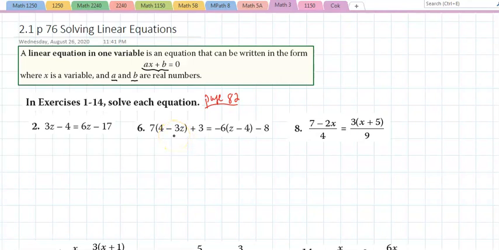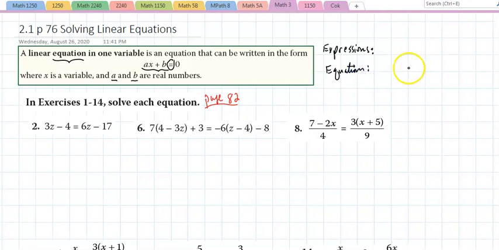Now, an equation means that there's an equal involved. That's what an equation is. In math, we have two types of problems. We have expressions and we have equations.